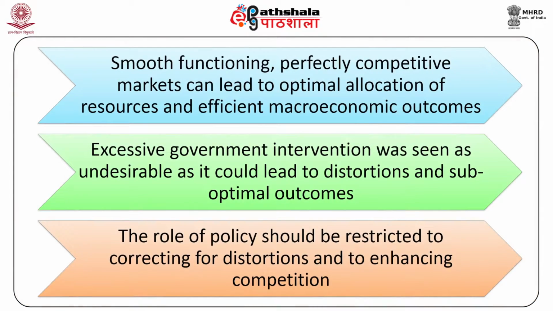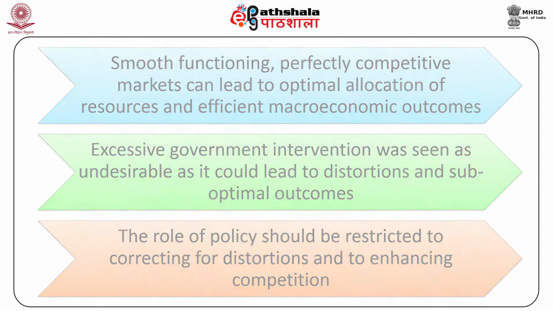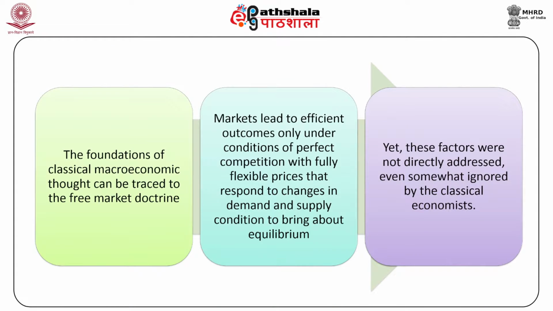Classical economists argue that smoothly functioning, perfectly competitive markets can lead to optimal allocation of resources and efficient macroeconomic outcomes, while excessive government intervention was seen as undesirable as it could lead to distortions and suboptimal outcomes. In their view, the role of policies should be restricted to correcting for distortions arising due to externalities, and to enhancing competition, for example via free trade policies. The foundation of classical macroeconomic thought can be traced to the free market doctrine first advocated by Adam Smith in his 1776 treatise, The Wealth of Nations.